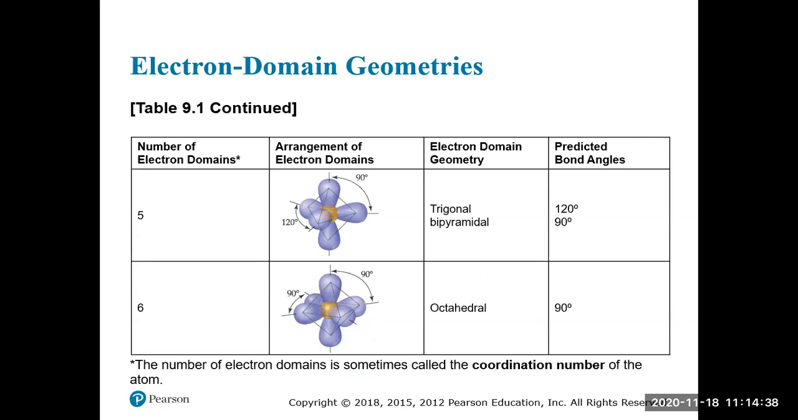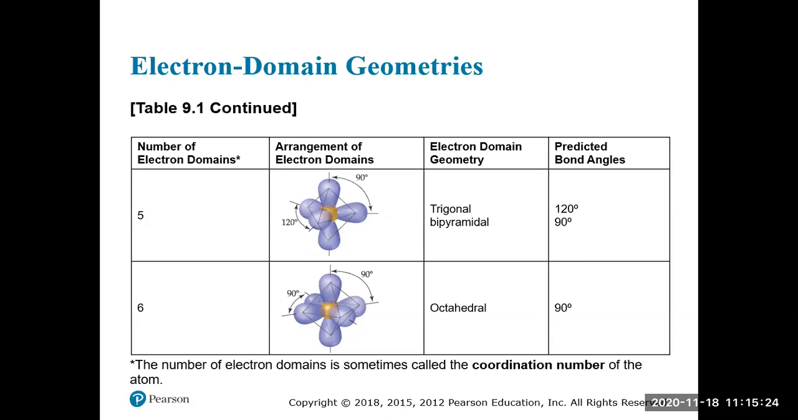And so we have what we call an axial plane, the 2 that go up and down. And then we have the equatorial plane, the flat plane where we have 3 electron domains. In this case, we have 2 different bond angles. The bond angle in the equatorial plane is 120 degrees, and the bond angle from the axial down to the equatorial is 90 degrees. Finally, for 6 electron domains, all of these are equivalent, so it's 90 degrees if you measure any of those bond angles.